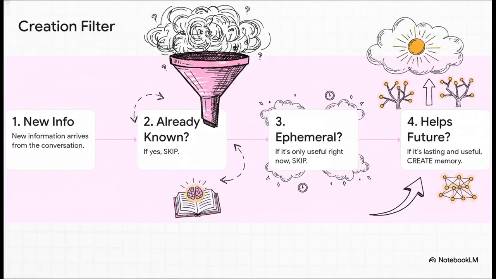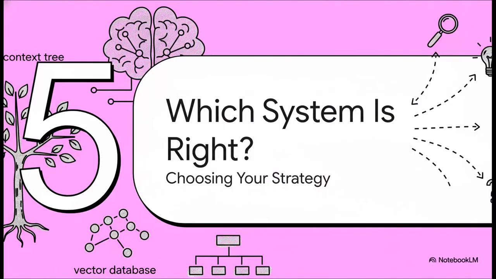And here's a crucial point. Not everything is worth remembering. A smart system uses a filter. So when new information comes in, it asks a series of questions. First, do I already know this? If yes, skip it. Can I figure this out from existing files? If so, skip it. Is this only useful for this one moment? Skip it. Only if the information is new, lasting, and genuinely helpful for the future does it get saved as a permanent memory.